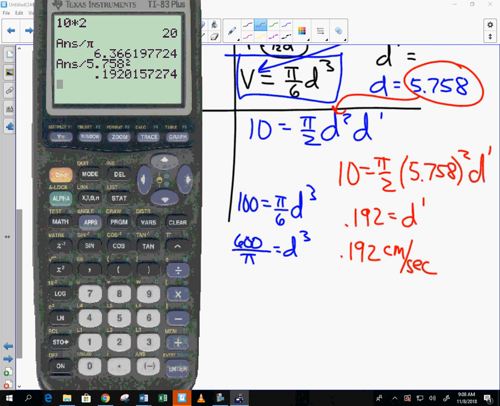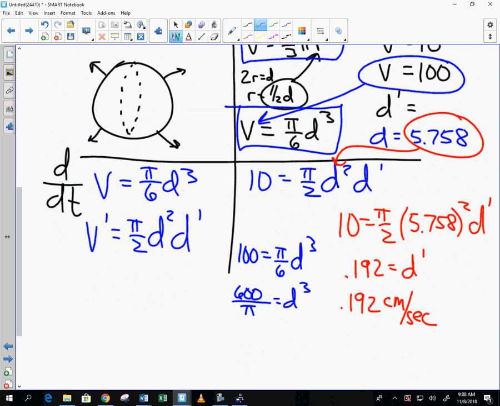Okay, this is the key. What is it that we are measuring? We're measuring the rate at which the diameter is changing, right? Diameter is a one-dimensional measurement. Area is two-dimensional, so it'll be squared. Volume is three-dimensional, so it'll be cubed. So it's a one-dimensional measurement. So we just leave it there.